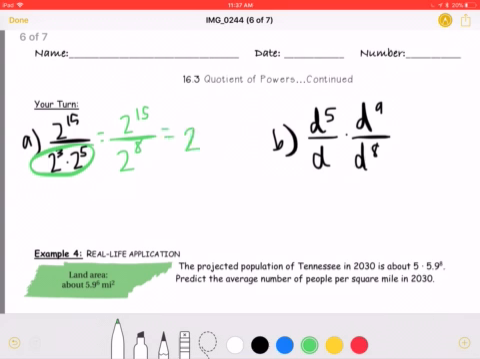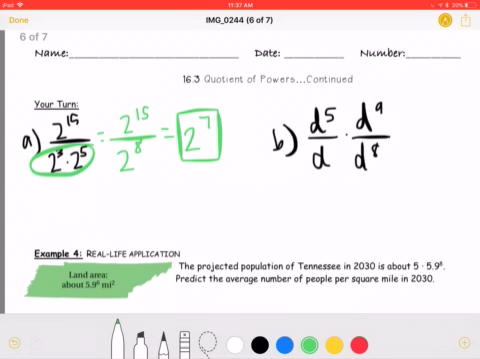We're not done. They're still the same base, so we can still keep combining. Same base being divided, or it's a quotient we're finding, so let's subtract our powers. 15 minus 8 gives us 7. 2 to the 7th is our final answer.